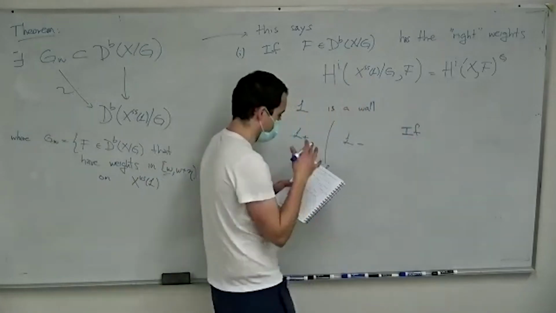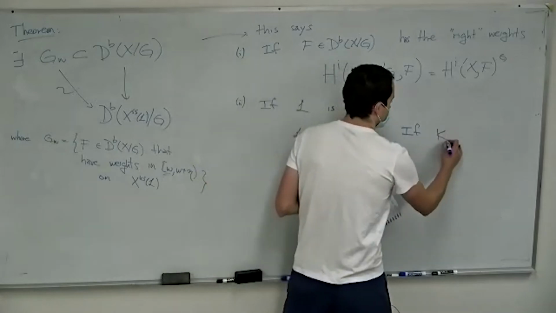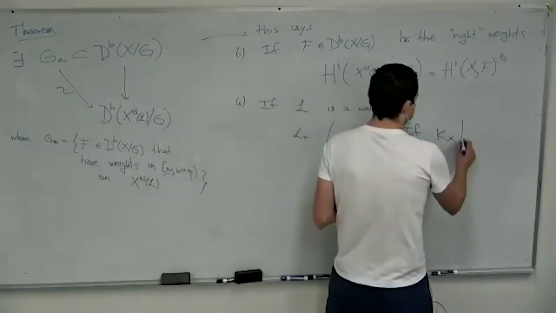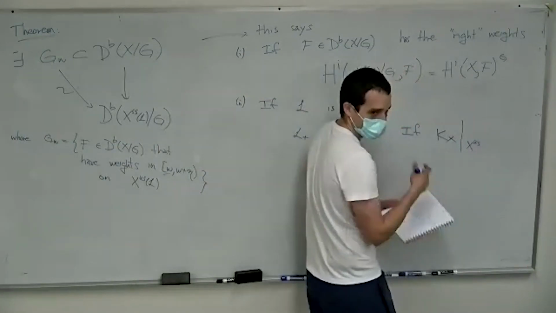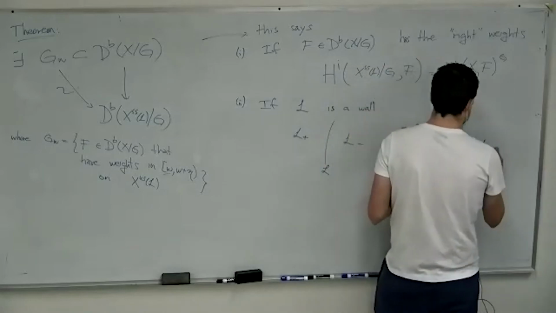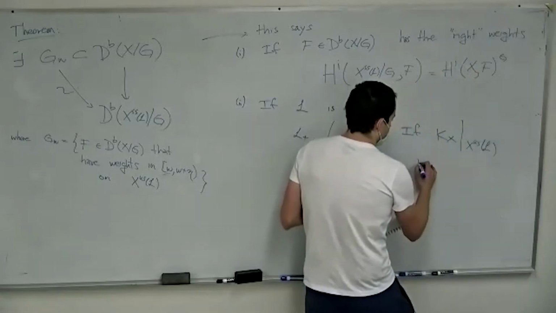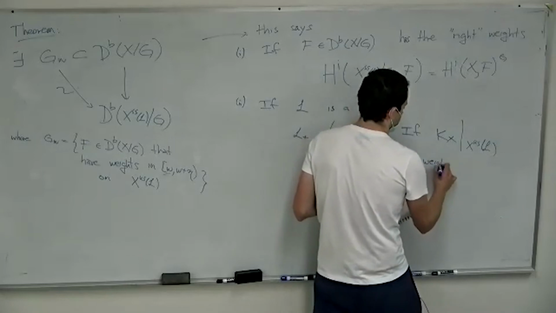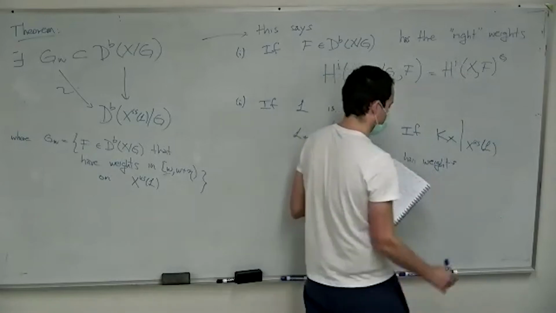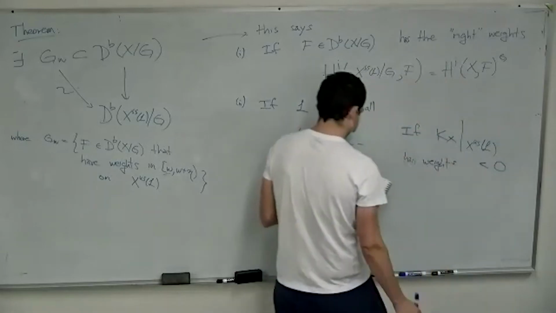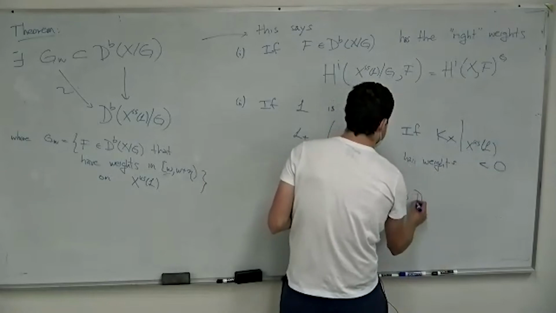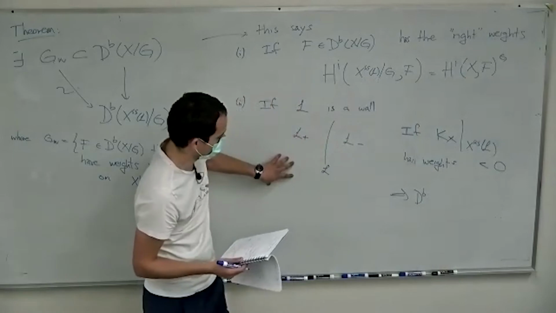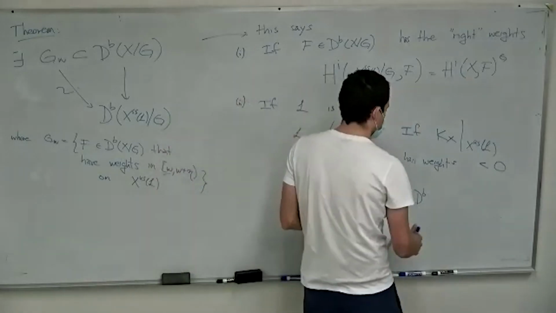Then if you take the canonical sheaf on X, and you restrict it to the strictly semi-stable locus, meaning those that are semi-stable but not stable. And if this thing has weights, which again I'm not really describing, but let's say that this thing has weights that are negative, then the derived category of this quotient will embed in the derived category of this quotient.